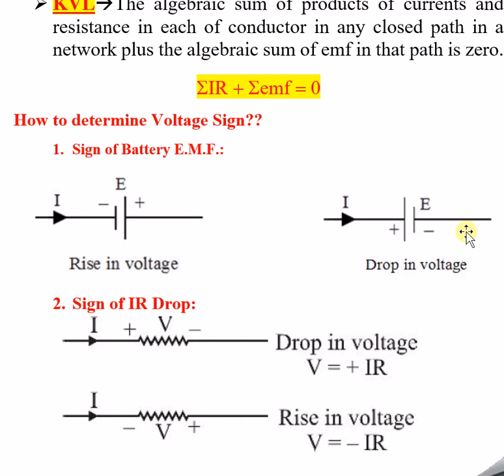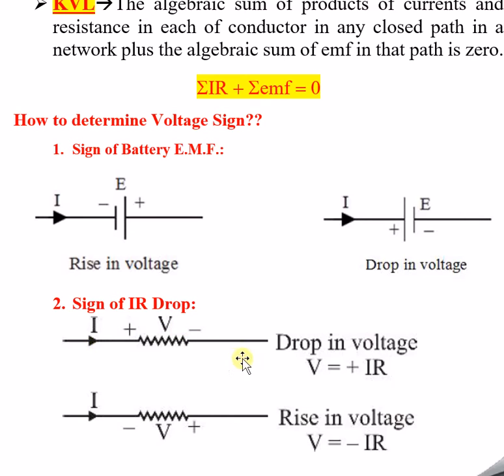If the direction of the current is opposite to the direction of the applied voltage, then we can say there is a drop in voltage. If the direction of the current is in the direction of the applied voltage or battery, we can say that there is a rise in voltage. In simple words I can say this. So what is the sign of the IR drop? The IR drop, this part is over. Now we have to deal with this part. So the sign of the IR drop is very important.